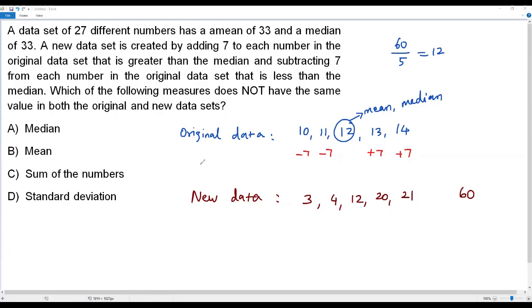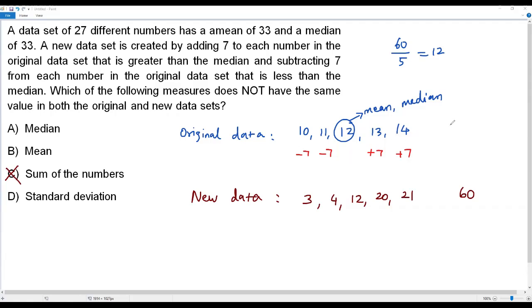So the sum of the numbers in the original data set and the new data set is the same. The sum has the same value, but the question asks us to find the one which does not have the same value. Since the sum of the numbers in both the original data set and the new data set is the same, we can reject option C. Okay, now let's come to the other part.